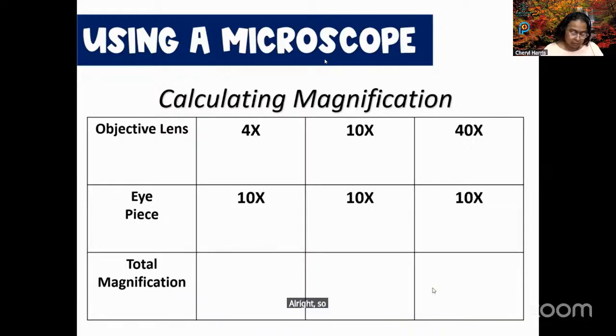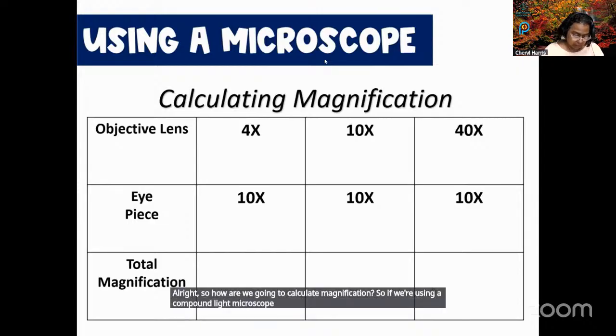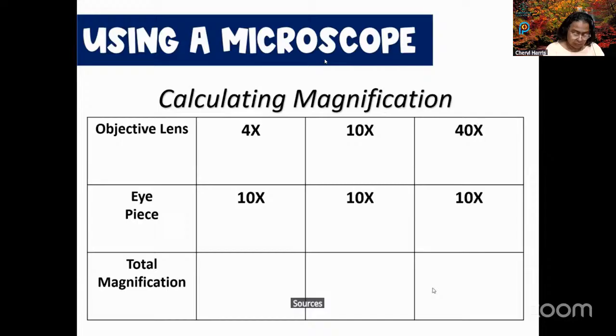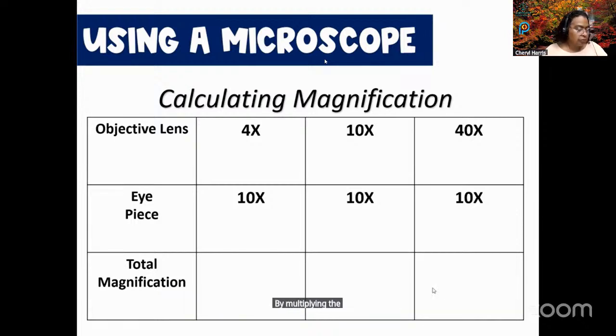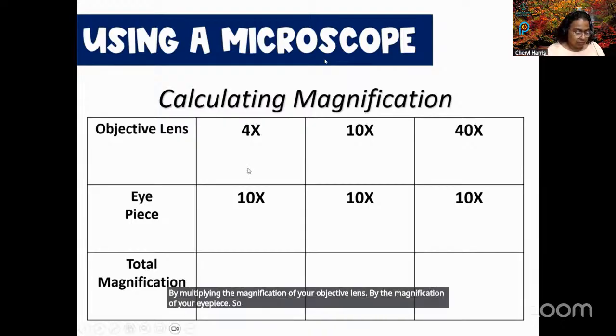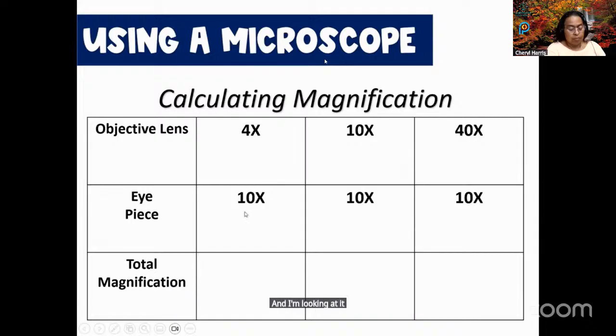All right, so how are we going to calculate magnification? So if we're using a compound light microscope, remember we're using two sources of magnification, or two lenses that magnify. And so occasionally you'll need to know the total magnification of the specimen that you're looking at. And so the way you're going to do this is just simply by multiplying the magnification of your objective lens by the magnification of your eyepiece. So if I am looking at my specimen under the low power objective lens, which has a magnification of 4x, and I'm looking at it through my eyepiece, then what I'm going to see is a total magnification of 40x.